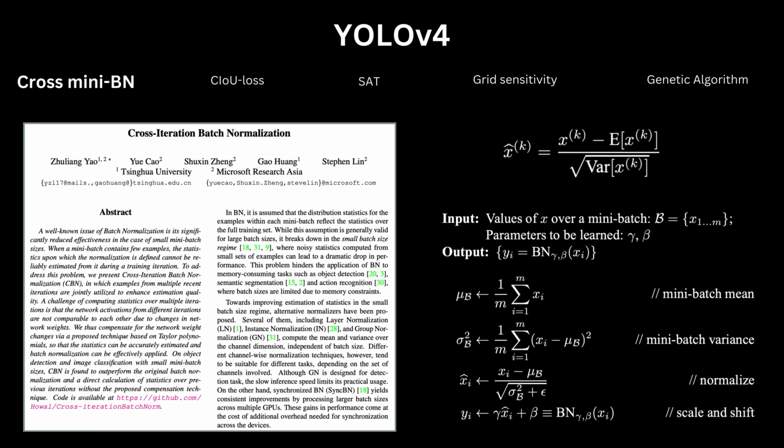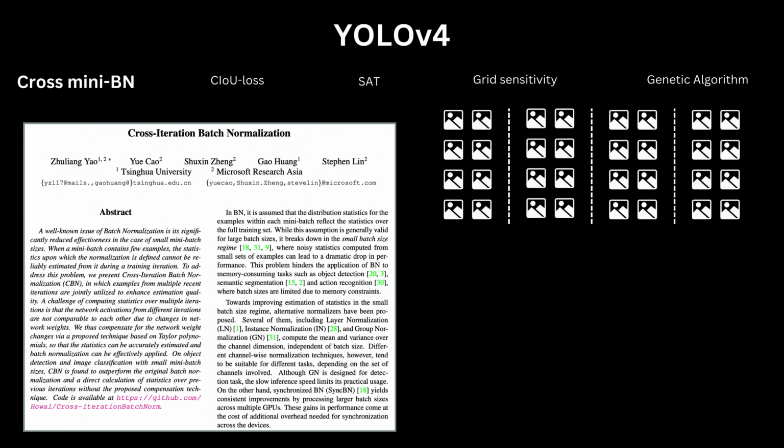To alleviate this problem, they introduce cross-iteration batch norm, where they utilize examples from recent batches or iterations to make the estimates from smaller batch sizes more reliable. So let's say we decide to utilize statistics of last 4 batches to make our current batch statistic less noisy.